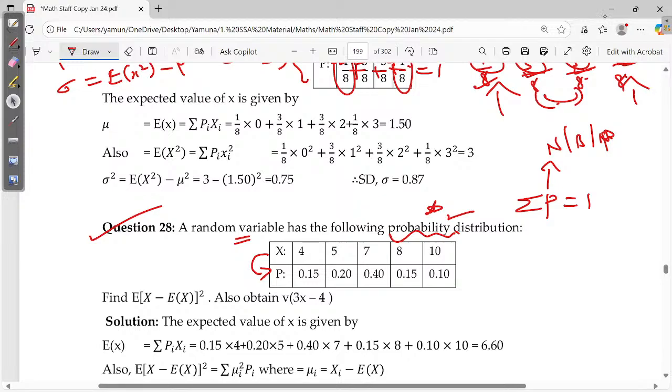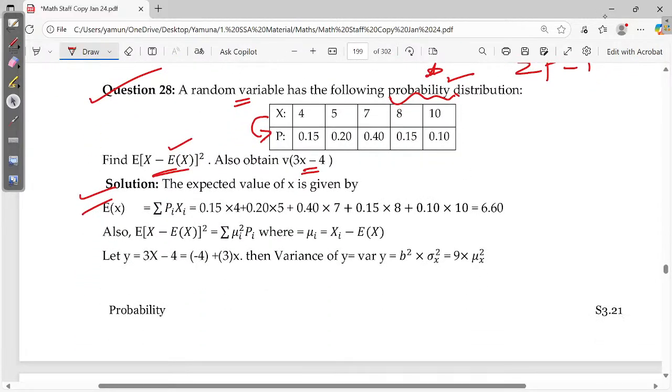You are asked to find E of x minus E of x the whole square. You can do it on your own; it will be asked directly. And variance of 3x minus 4. Instead of taking 3x minus 4, we'll take y is equal to 3x minus 4. Find the variance of x. What you can do? Variance of y will be, this can help you out.